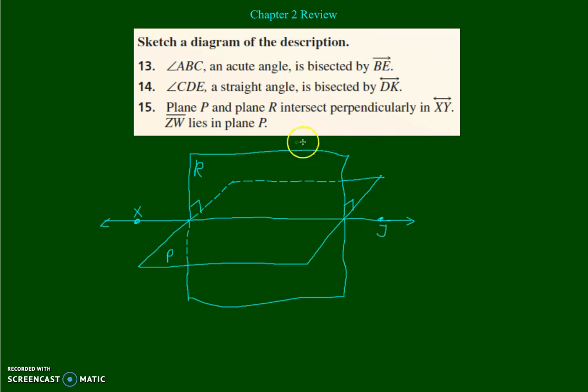And so now the final piece, we have segment ZW in plane P. So since it's in plane P, we'll put it on this front part of plane P. And so we have segment ZW in plane P. So I'm sure yours would look different. You can draw it any way you want, but this is a general representation of their description. And now on to problem 16.